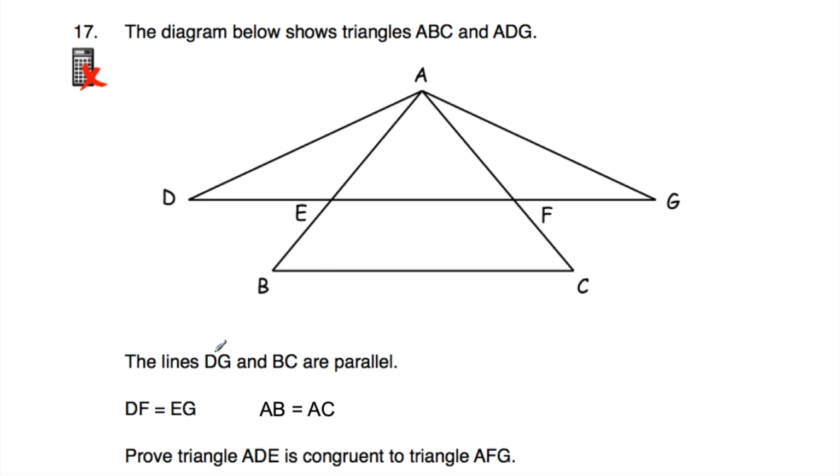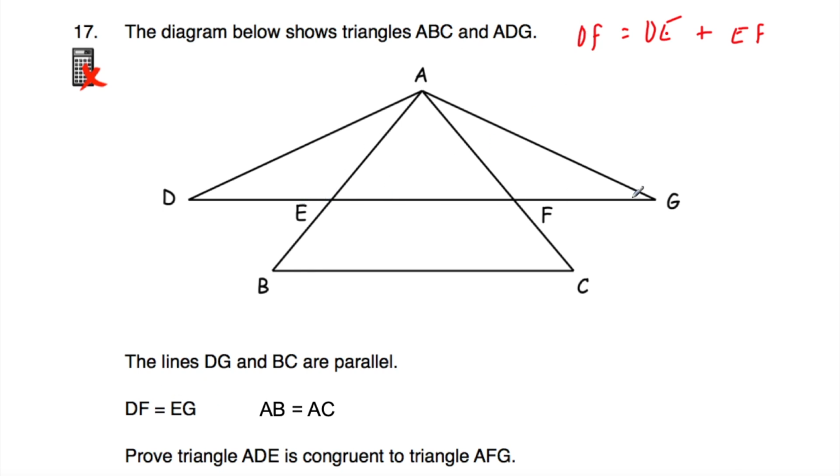So we're told that the lines DG and BC are parallel. Okay, so we might come back to that in a moment. I'm just going to have a look at this part next, that DF equals EG. So let's have a look at that. DF is equal to DE plus EF. So that distance from D to F would be equal to DE plus EF. So that distance plus that distance equals that distance. Well, that makes sense. And also we're told that DF is equal to EG.